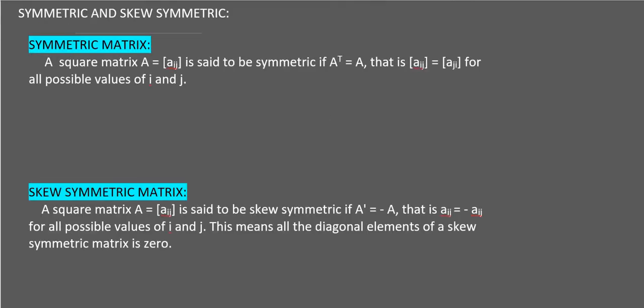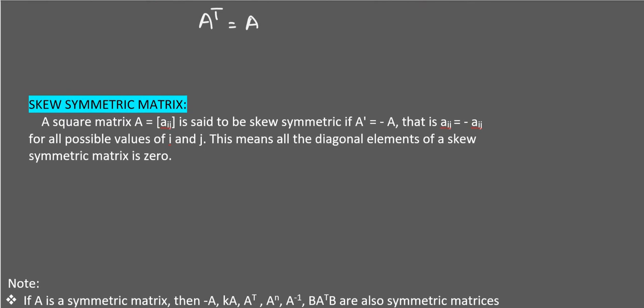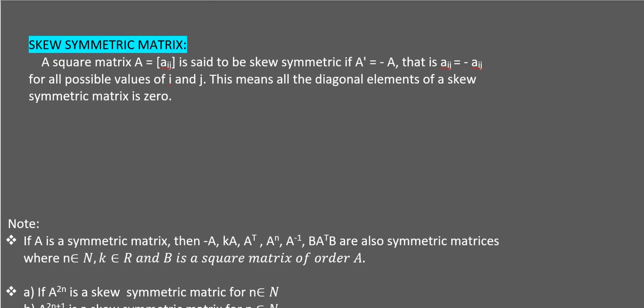Next, symmetric and skew symmetric matrices. A square matrix is said to be symmetric if A transpose is equal to A. The transpose of the given matrix is equal to the given matrix A; then we say the matrix is symmetric. Skew symmetric: a square matrix is said to be skew symmetric if the transpose of the matrix is equal to minus A. That is, Aij is equal to minus Aji for all possible values of i and j.